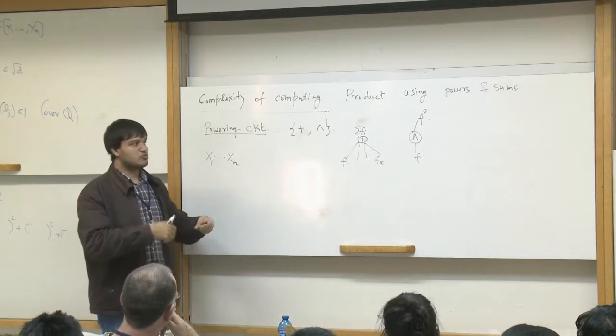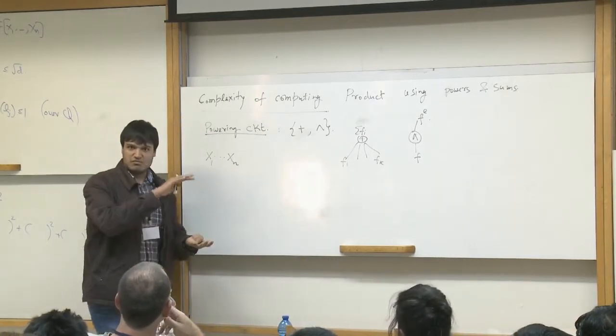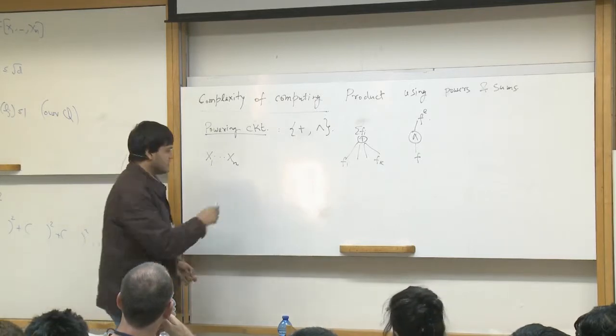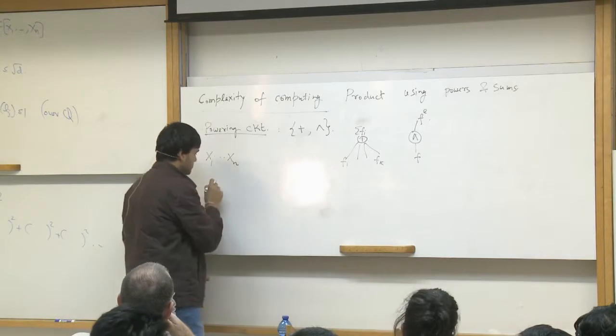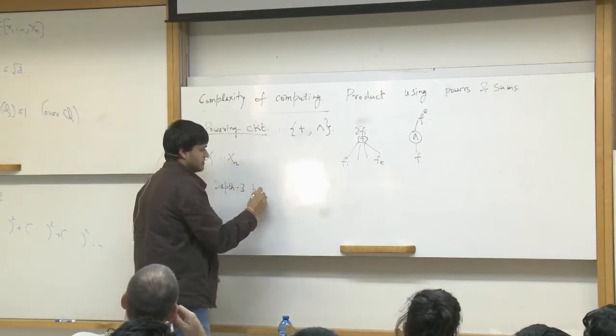And the question is, what is the size of a circuit which is built on these gates to compute a product? Okay, so to get a feel of this question, let's start with, again, as before, the smallest depth, which is depth 3. Okay, so let's start with depth 3 powering circuits.